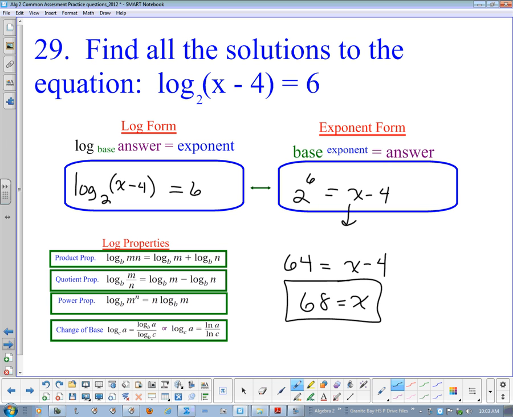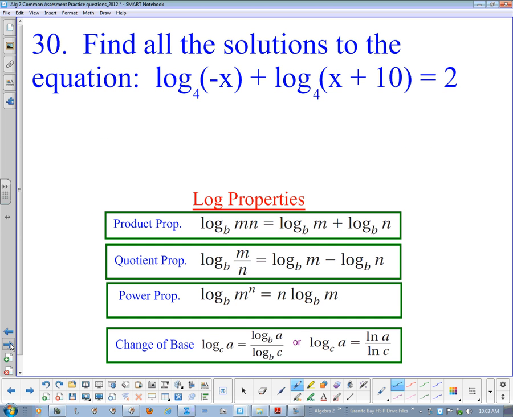Any questions about that at all? Right, moving ahead with more logarithms. Find all the solutions of this equation.